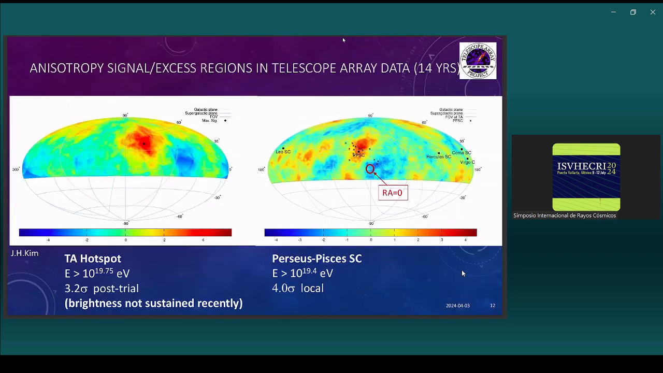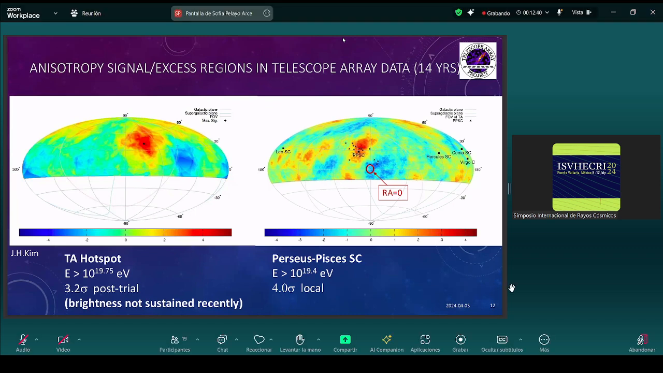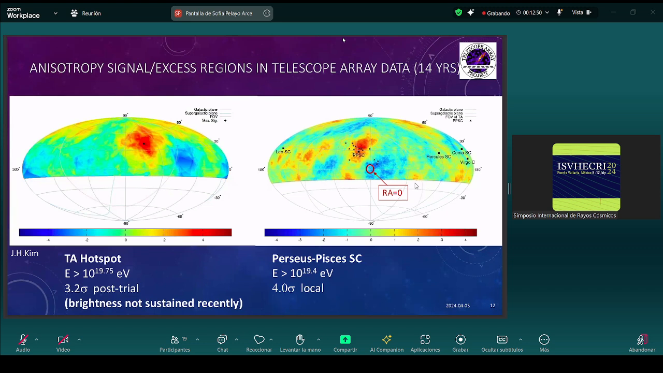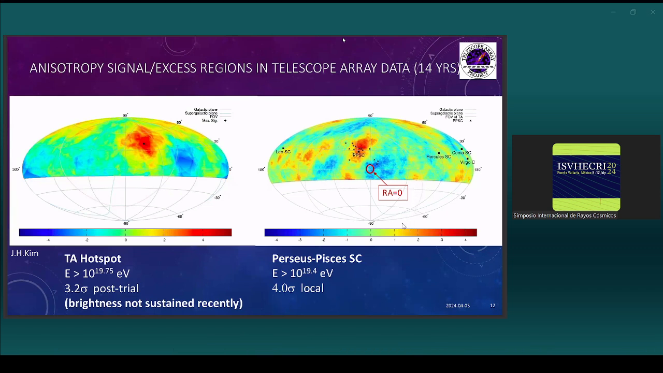So one thing that we know is that Telescope Array sees a couple of excesses. One of the excesses is this hotspot, which in the first sort of 5-6 years of data was relatively bright. Not so bright more recently, but still some excess there. More recently, there's a lower energy excess, 10^19.4 eV, sort of here overlapping with the Perseus-Pisces supercluster.